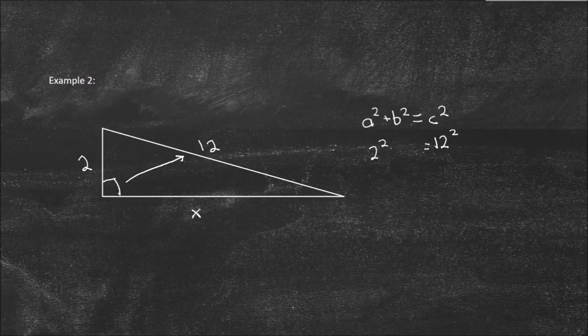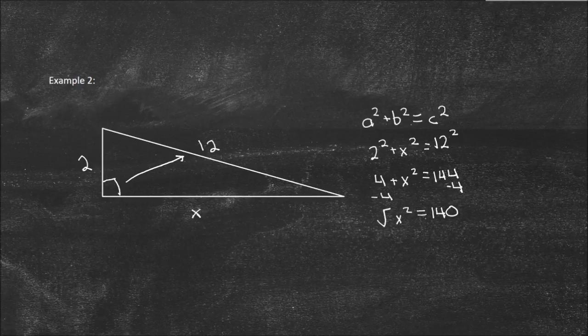It doesn't matter if I do a or b. Plus x squared. I'm solving for that last side length. So I get 4 plus x squared equals 144. Then I'm going to subtract 4 from both sides. I'm going to get x squared equals 140. Square root both sides. I'll get x equals the square root of 140.